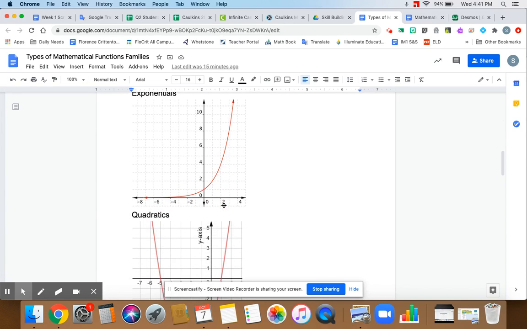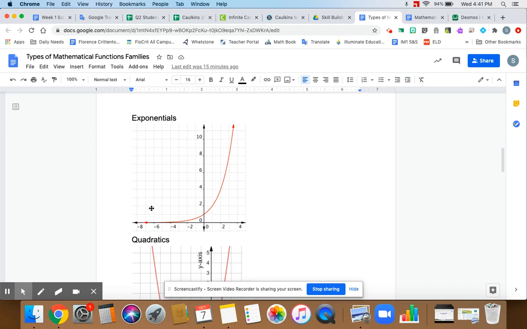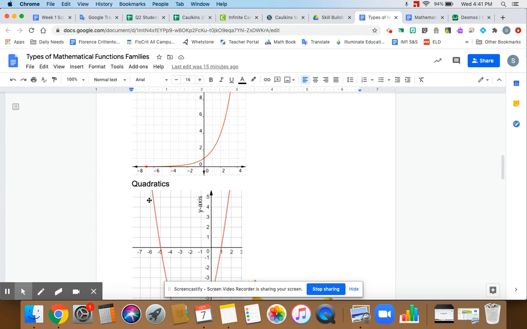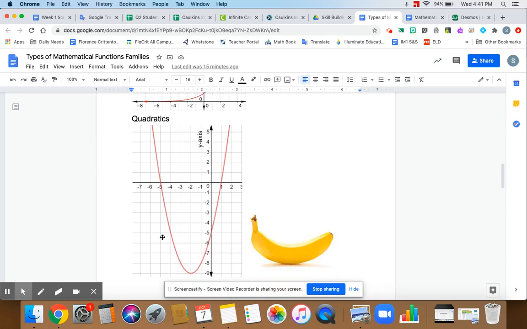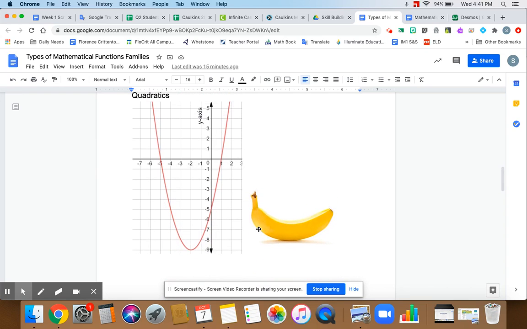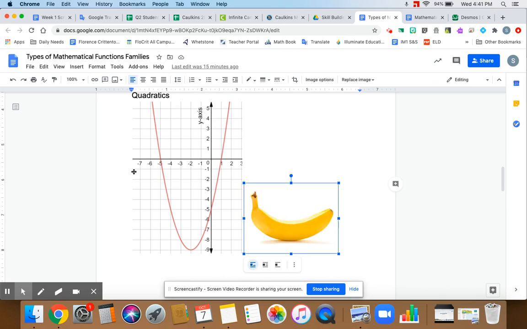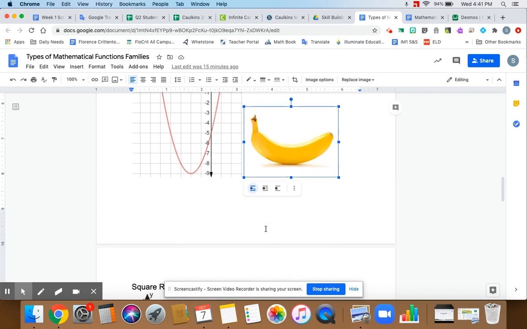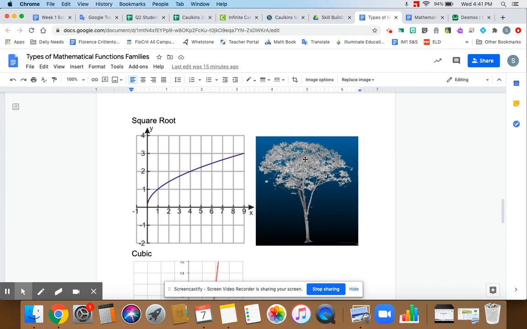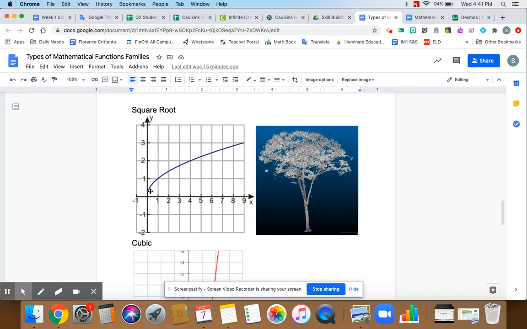You also have exponentials that look like this. They're kind of curvy and shoot up. Quadratics are curvy on both sides. I put this example here of like, look, bananas are quadratics because they kind of have this U type of shape in their curve. Square roots. If you look in this tree, kind of this edge on the right makes that little square root shape. And so this is what the graph looks like.